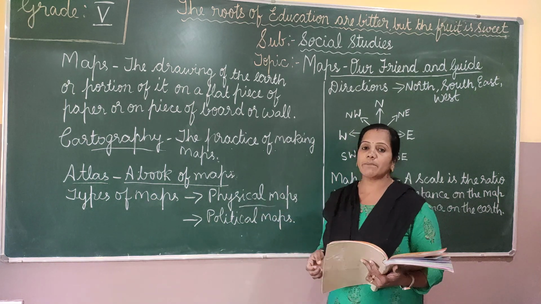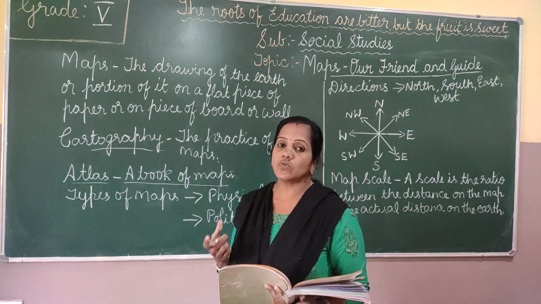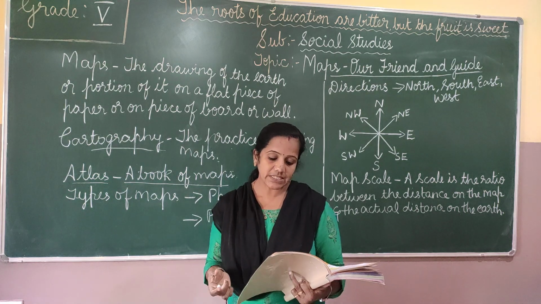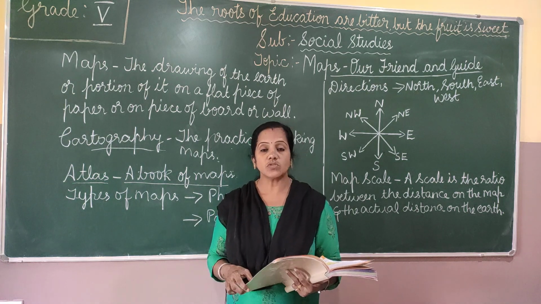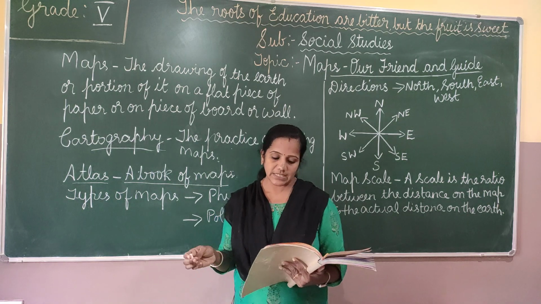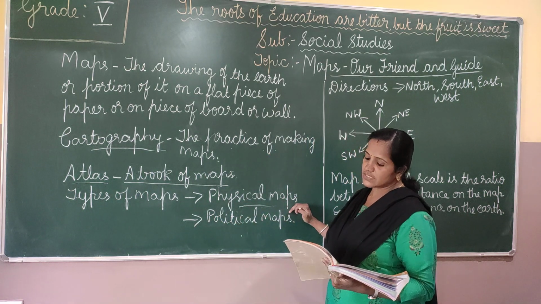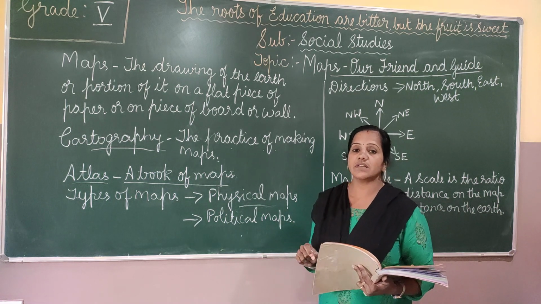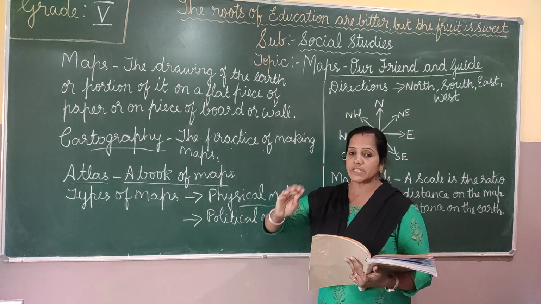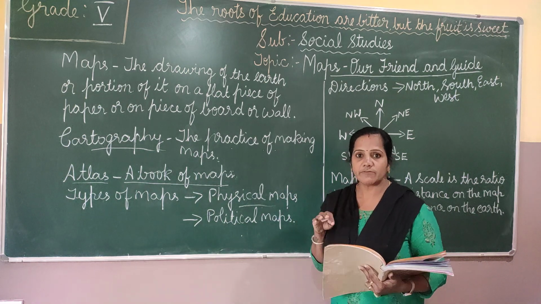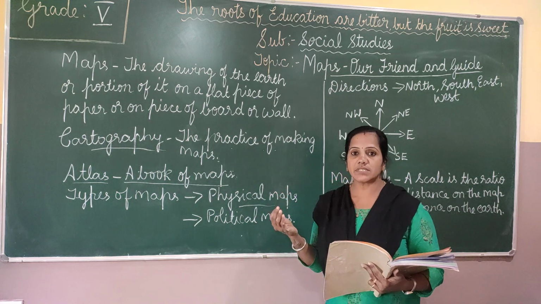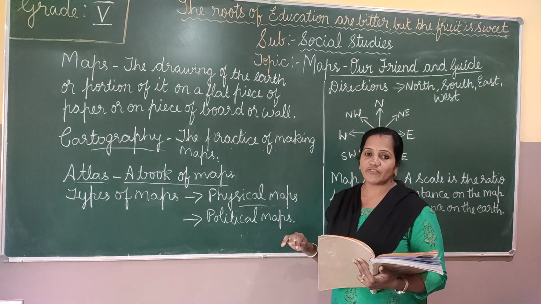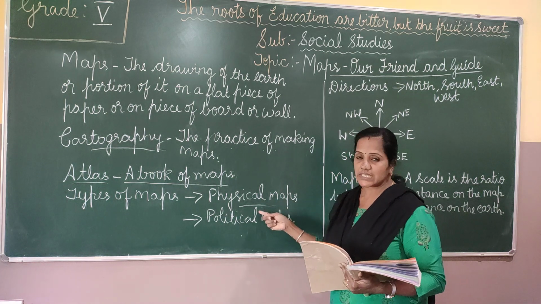In this physical map, it shows the hills, mountains, rivers, valleys, deserts, plains. So these all are included in this physical map. Some maps tell us about the physical features of a place. For example, in a particular place, a river will be flowing through that place, and we have some mountains, hills. So the physical features of a place are shown on the physical map.